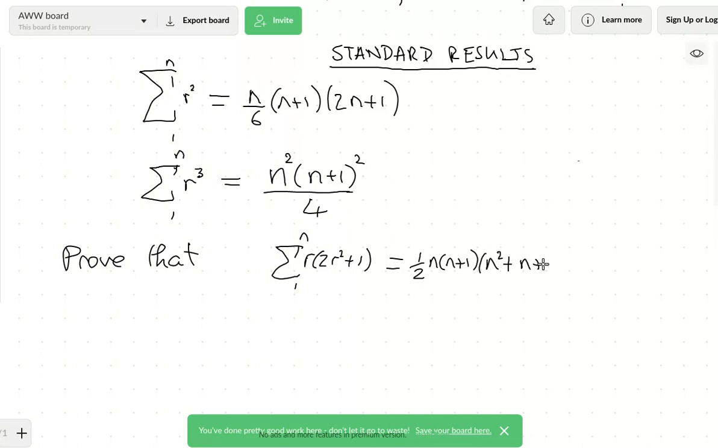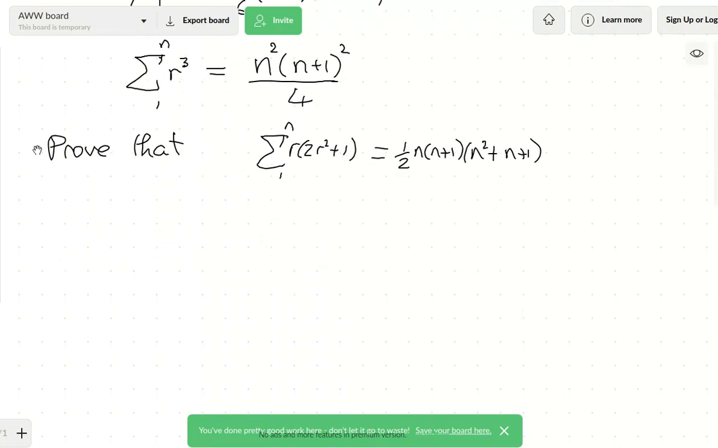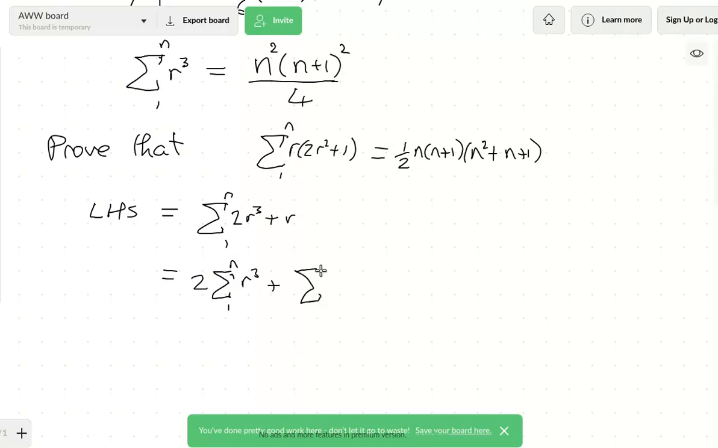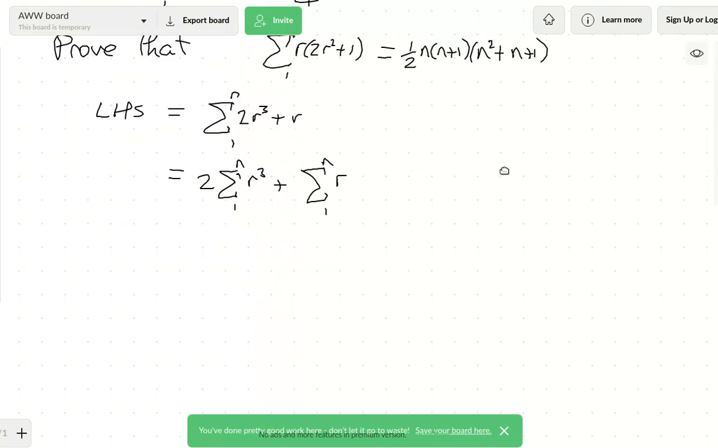Now, this is not going to be tricky, it's just going to be long algebraically, and you'll probably quite enjoy it. What we're going to do is break this up. First thing I'm going to do is, the left-hand side is the sum of, and I'm going to multiply out those brackets, 2r cubed plus r from 1 to n. And that equals 2 times the sum from 1 to n of r cubed plus the sum from 1 to n of r. Now I'm in a position where I can use my standard results.